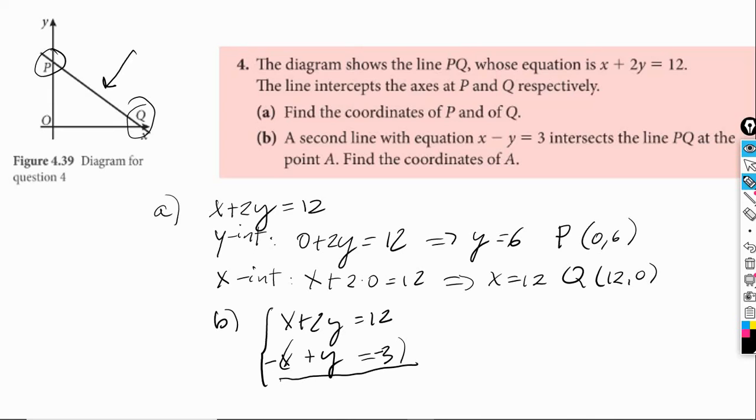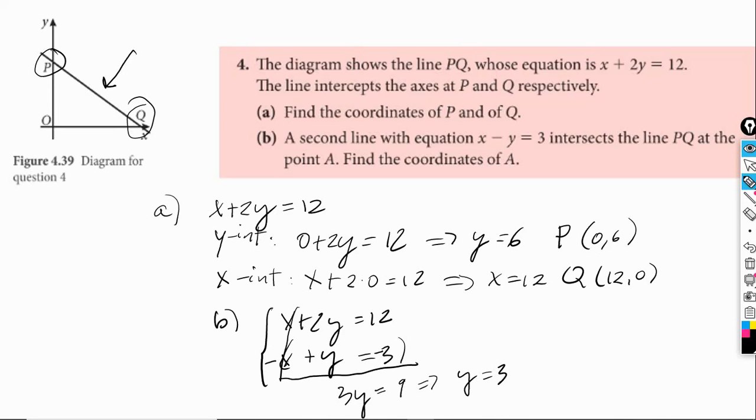So x minus x is 0, so we eliminate x. 2 minus y, or 2 plus y, that's going to be 3y. And then we have 12 minus 3, and that equals 9. Therefore, notice that y would have to equal 3. Once we have y, we can plug it in either the first function or the second one, and we can solve for x.